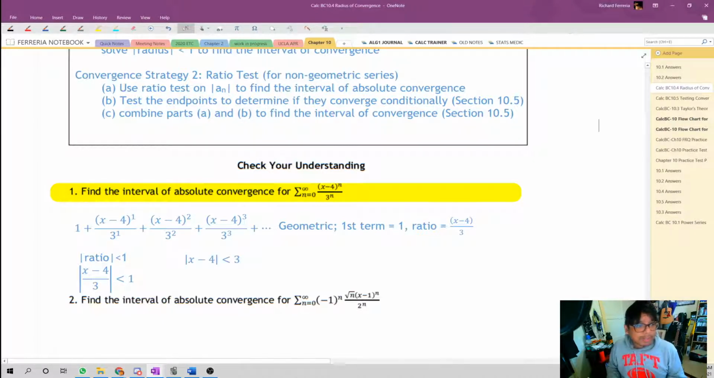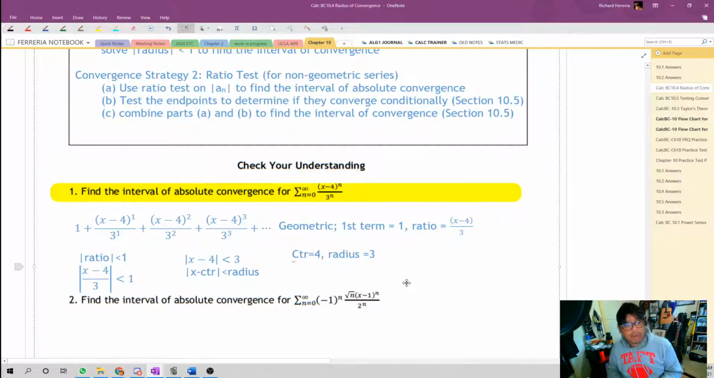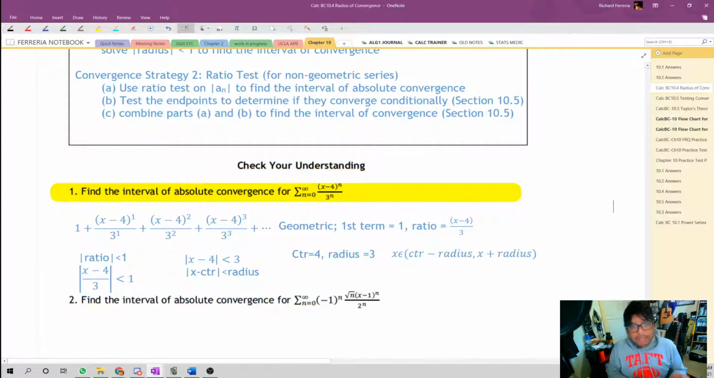And with a little multiplication, we see that the absolute value of x minus 4 has to be less than 3. Compare that to |x minus center| less than the radius, and we see that the center is 4 and the radius is 3. Finally, every series converges for x between the center minus the radius and the center plus the radius. Maybe I should say every type 2 series has an interval of convergence of center minus radius to center plus radius. And that simplifies to the interval x between 1 and 7. No problem. Pretty easy.